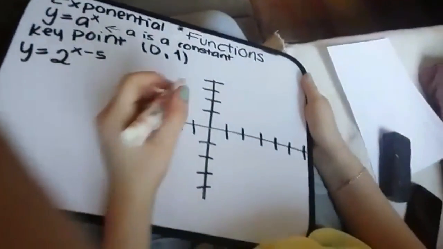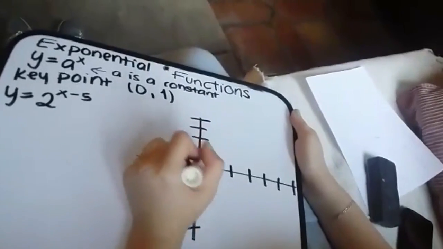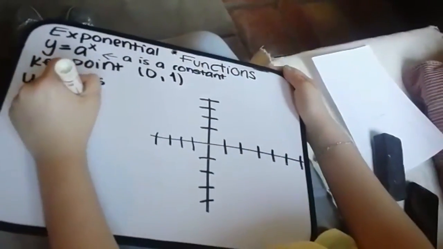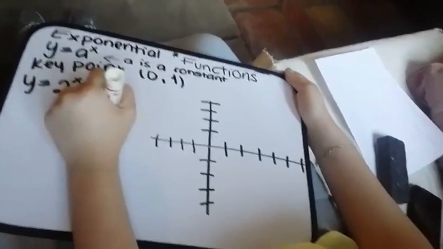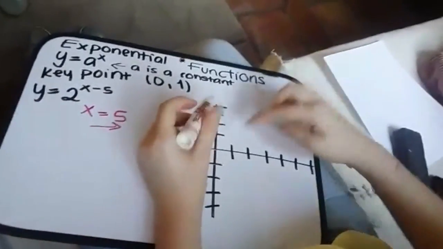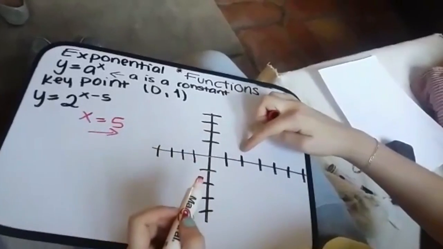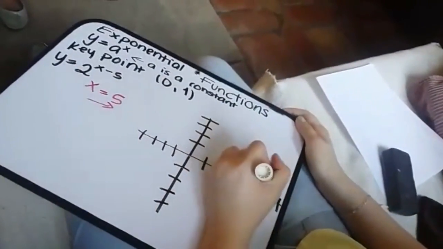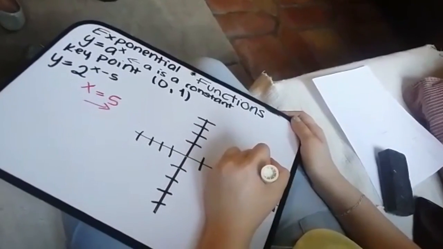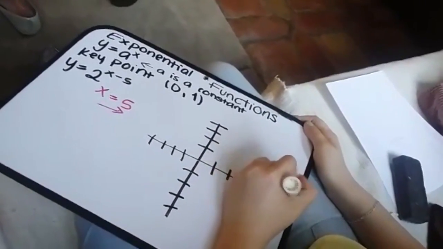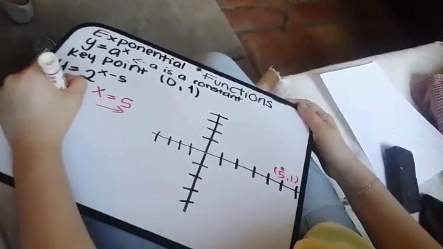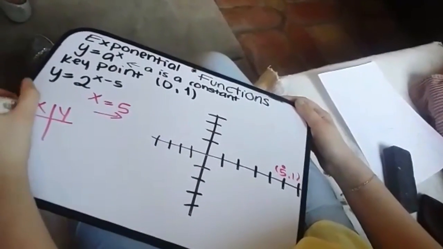Y equals 2 to the x minus 5. So, we start on our key point, which is (0, 1), and we are going to translate 5 units to the right. So 0, 1, 1, 2, 3, 4, and 5. And our key point will be (5, 1). Then we can use a table of values to know the next point.